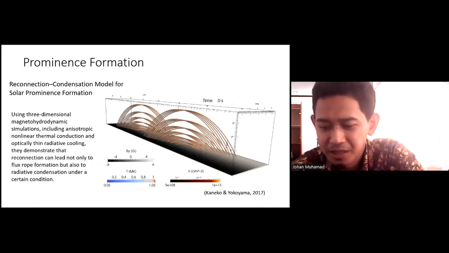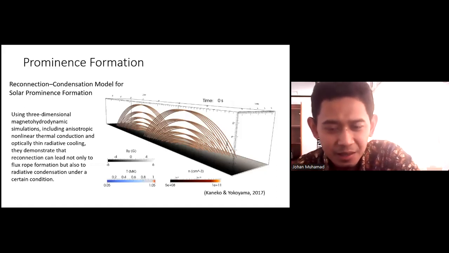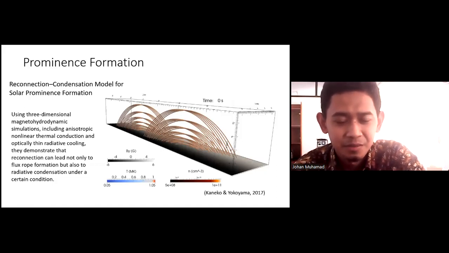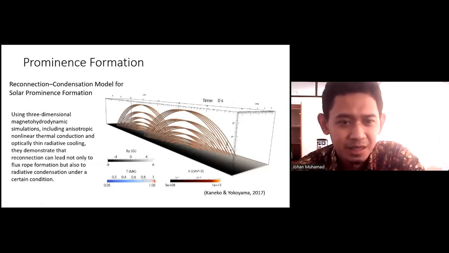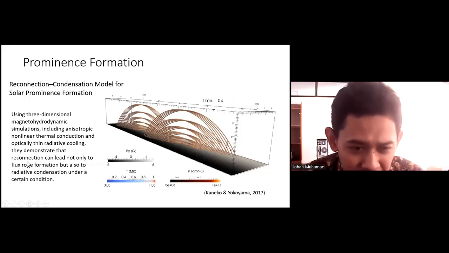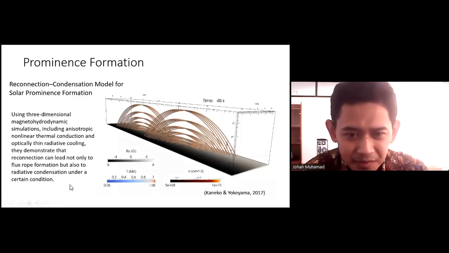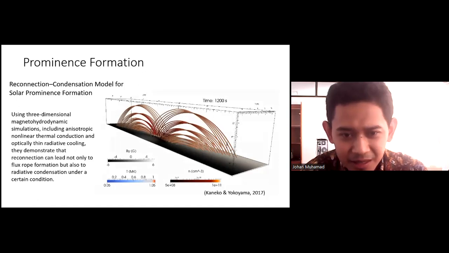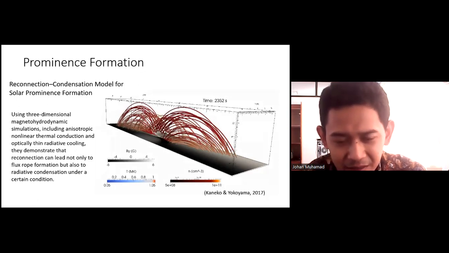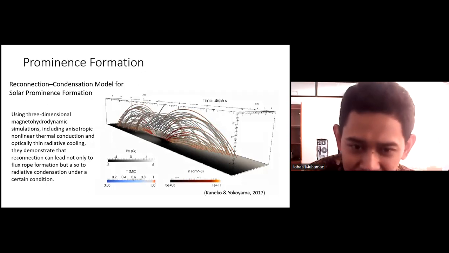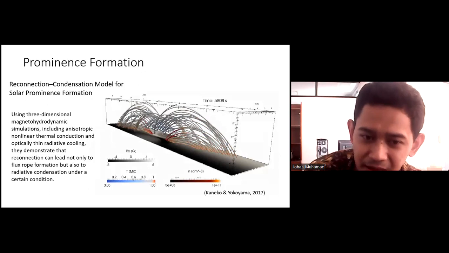And this one is prominence formation by Kaneko and Yokoyama in 2017. They tried to explain how the formation of a prominence can happen in the Sun. They proposed the reconnection-condensation model for solar prominence formation. This is a little more difficult because they include nonlinear thermal conduction and optically thin radiative cooling. They show that at the beginning, the magnetic fields are reconnected, and because of that reconnection, there's a condensation that creates a prominence inside the magnetic flux tube. Then the prominence or filament is formed there.